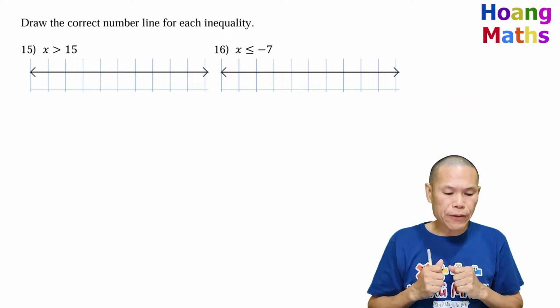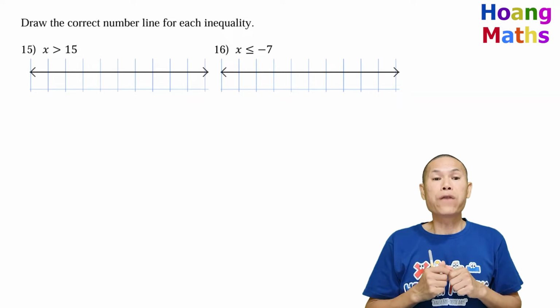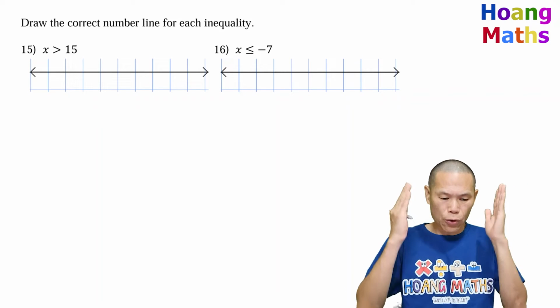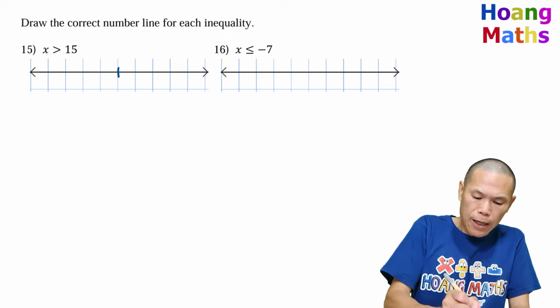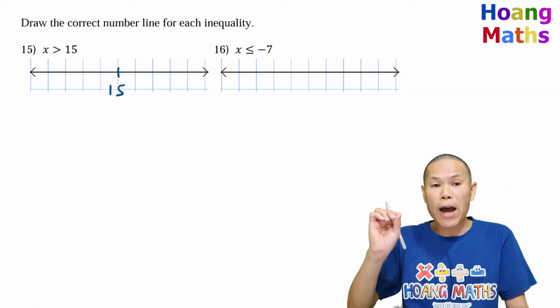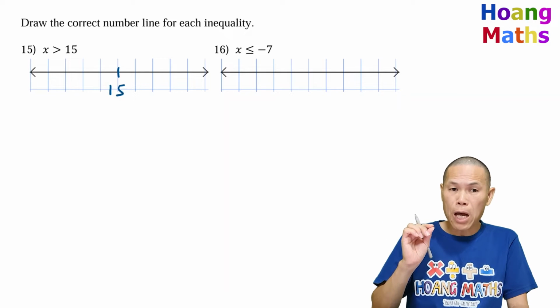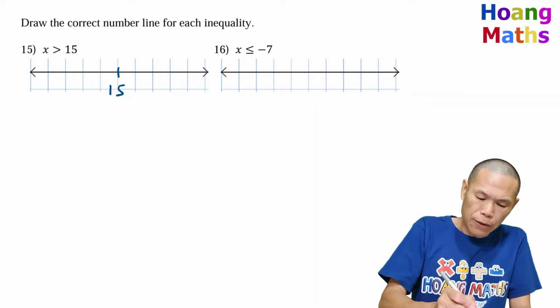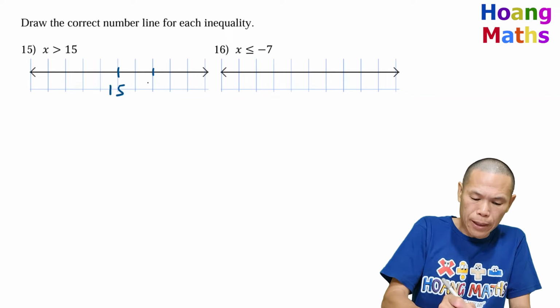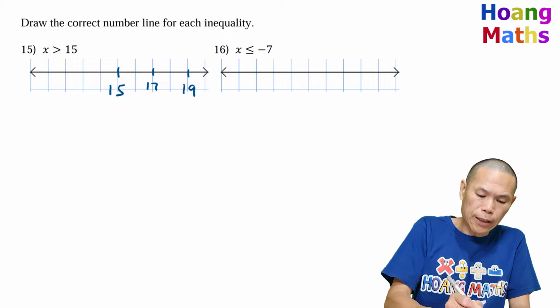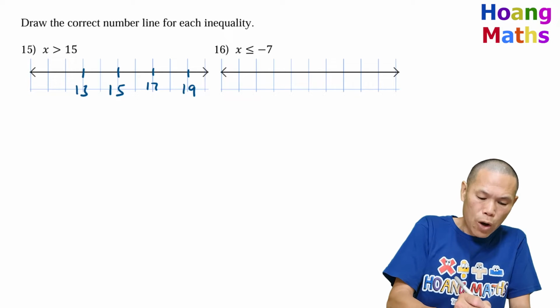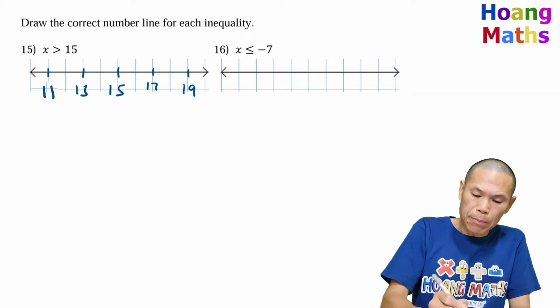Now, question number 15. We need to draw a number line for this inequality. So let's start from 15. Let's just put number 15 right in the middle. So we do a few numbers on the right-hand side and then a few numbers on the left-hand side. So 15, 16, 17. Okay, we don't have to write every number. 16, 18, 19. That would do. And then on the left is 14, 13, 12, 11.